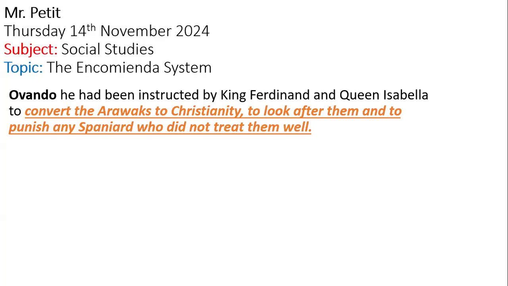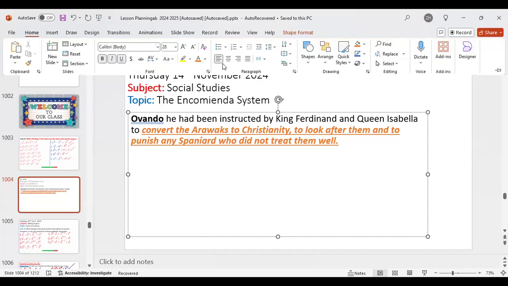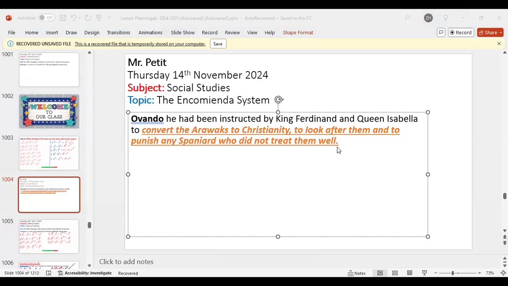Mr. Petit, yes. I still don't know who Ovando is. You don't know who Ovando is? That's the person who was in charge. That's the person who they put in charge of the encomienda system. No, not Christopher Columbus. Was Christopher Columbus an Arawak? No, he was not an Arawak. He was actually one of them, a Spaniard.